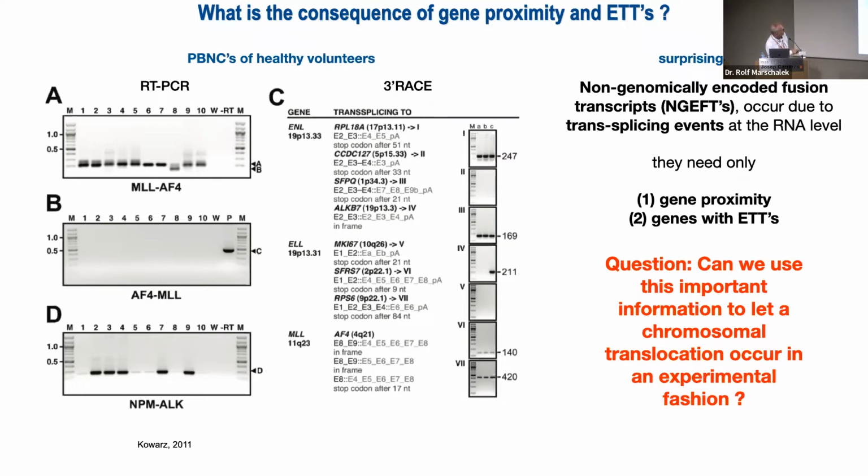If you look for the A4-MLL reciprocal fusion, you don't see anything, because you see only the MLL-A4 fusion, because of trans-splice events and not because there's a chromosomal translocation. And you see this also for other known fusions, for example, for lymphomas, like the NPM-ALK fusion.